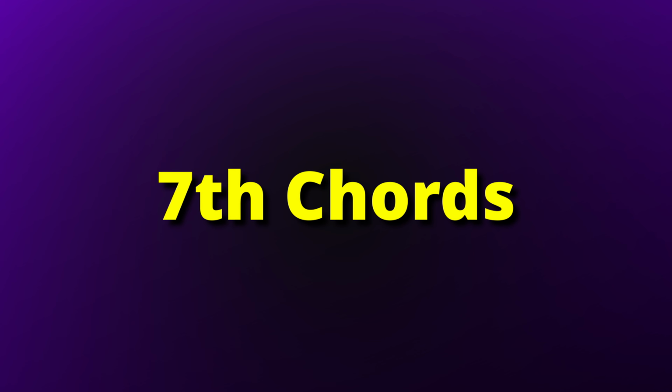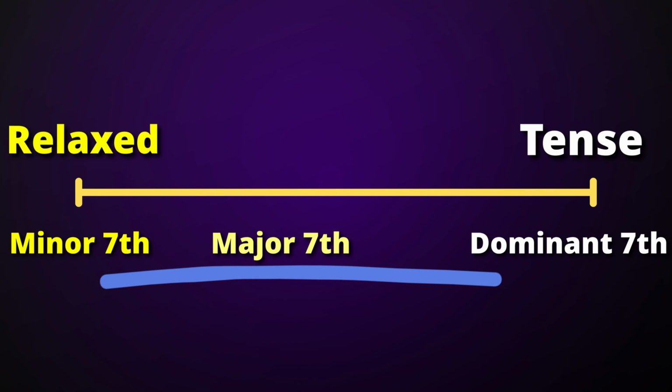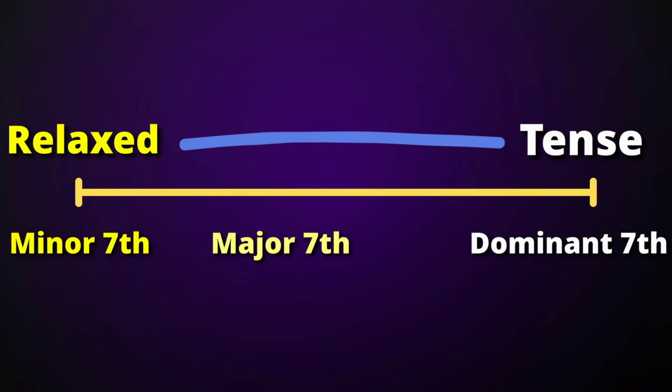7th chords are an essential part of songwriting, bringing in new emotions to your music. There are 3 main types that you will encounter, and we can plot them on their own spectrum. These are minor 7th, major 7th, and dominant 7th. These provide feelings that run from relaxed to tense. We heard this full spectrum in the last example.